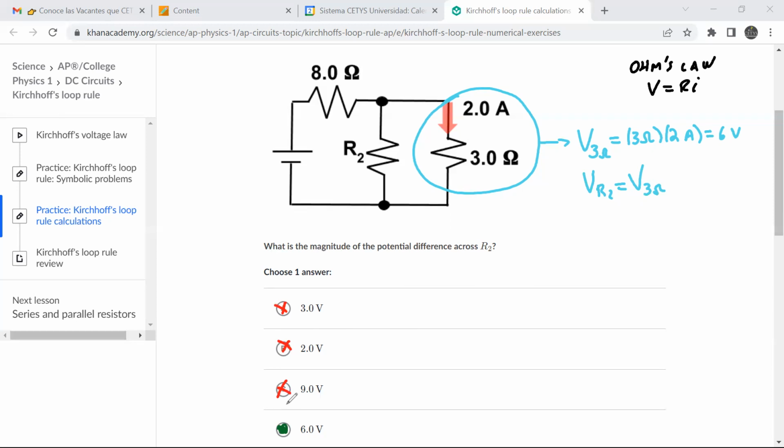So we know that the voltage in a 3-ohm resistor is going to be equal to the current times the resistor. That's because of Ohm's law. So it's resistor times current, that's 6 volts. And this resistor is connected in parallel to this one. And in parallel, the voltages are always going to be the same.